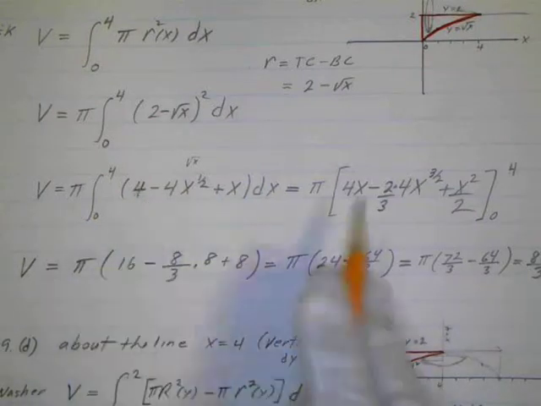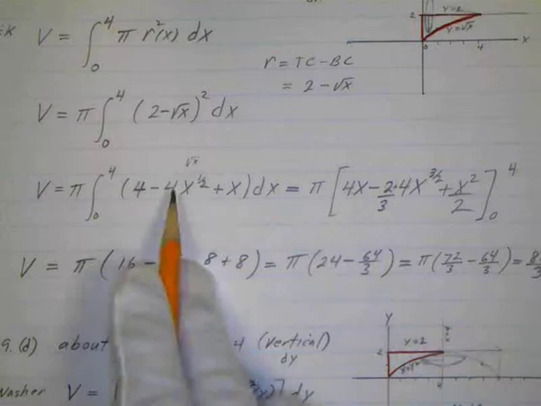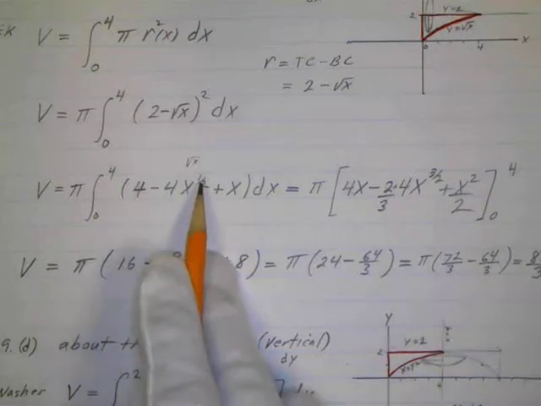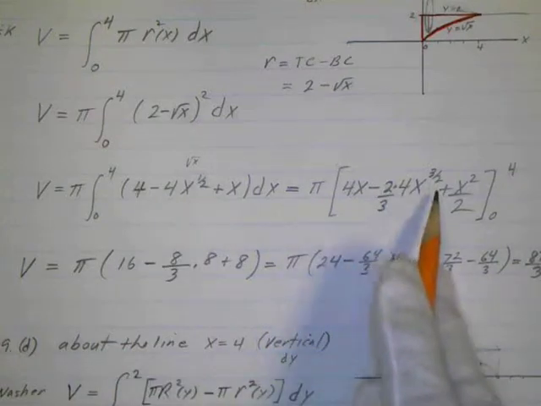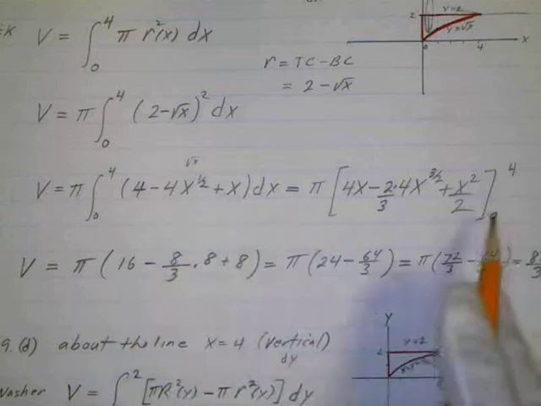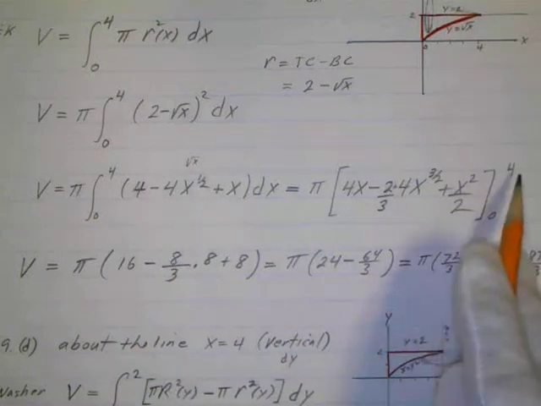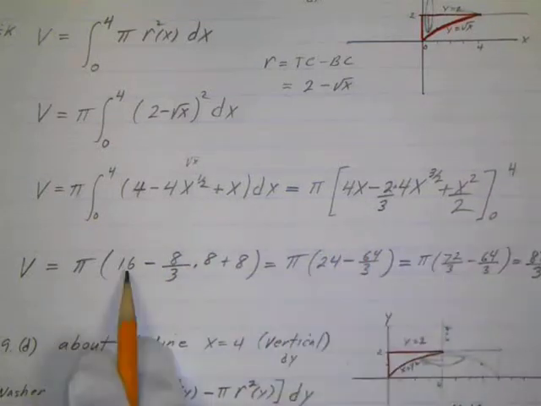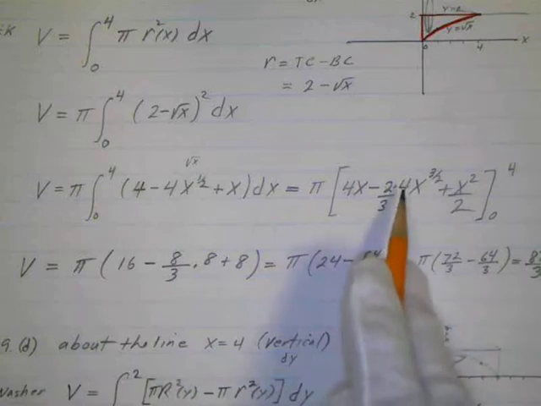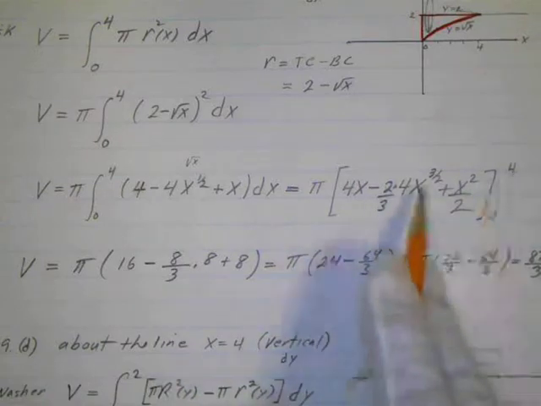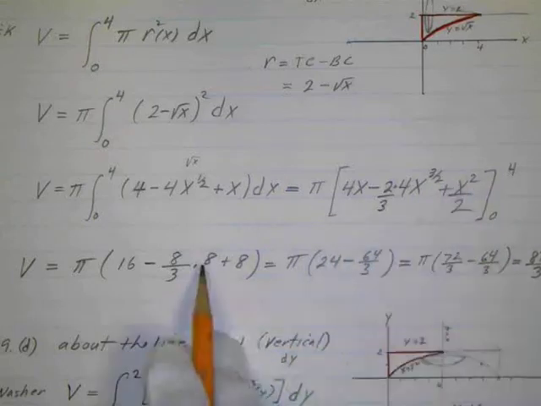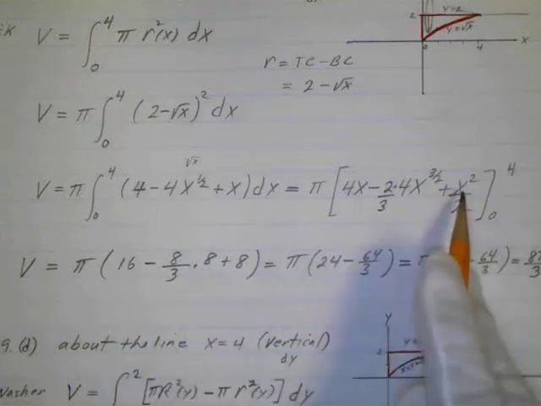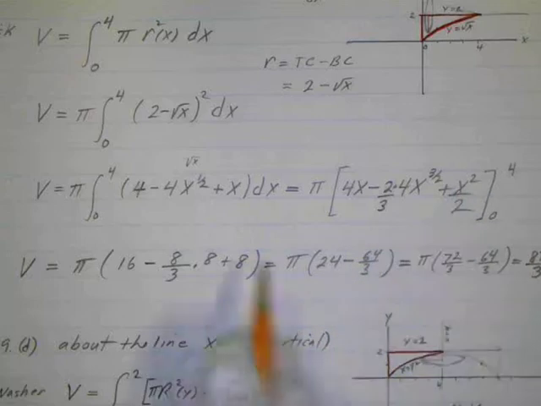So the antiderivative of 4 is 4x. And then we've got 4x to the 1/2, and that's going to be x to the 3/2 divided by 3/2, or times 2/3, so that's 2/3 times 4x to the 3/2, and plus x squared over 2, and I'm going to evaluate that from 0 to 4. So we substitute in, we get 16. Okay, this is 8/3, and then 4 to the 3/2, I take the square root of 4 is 2, 2 cubed is 8. And then x squared, 4 squared is 16, divided by 2 is 8.